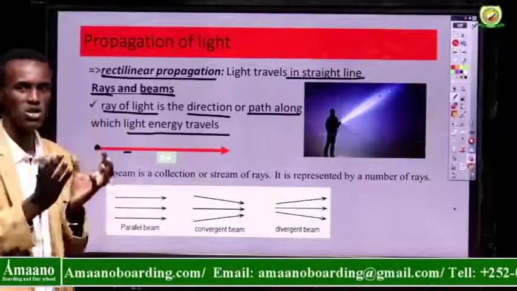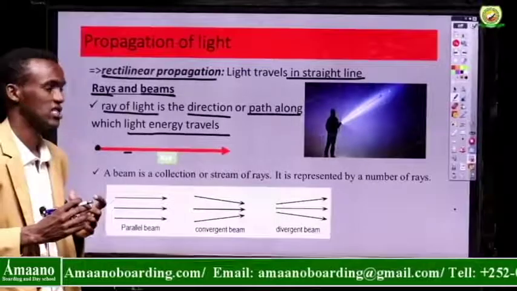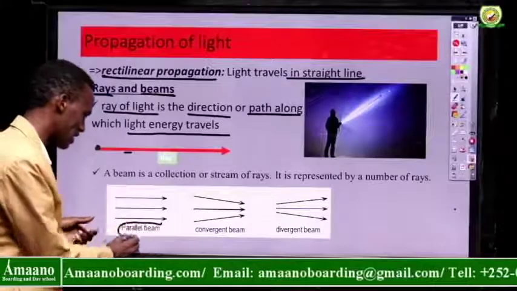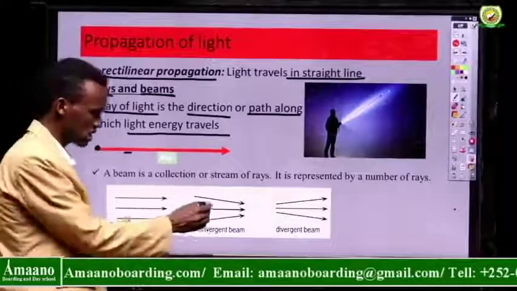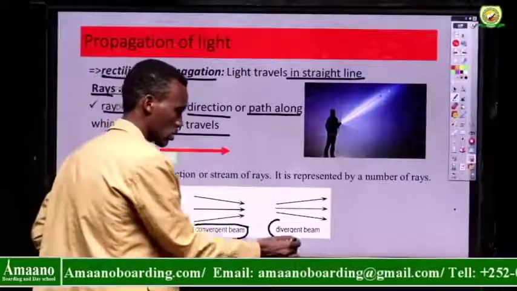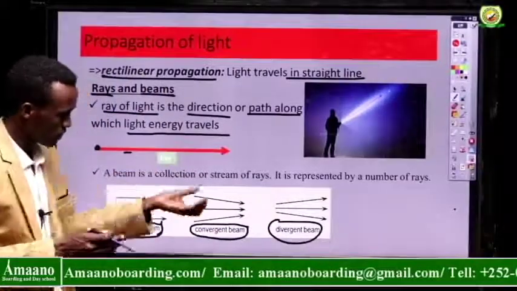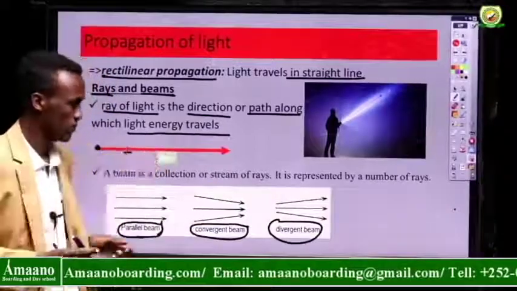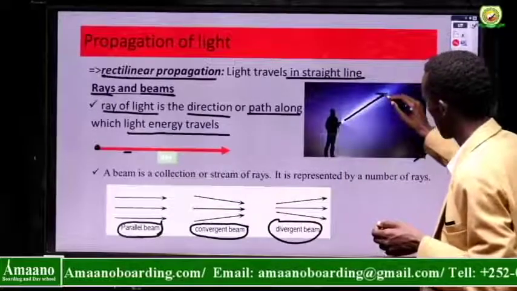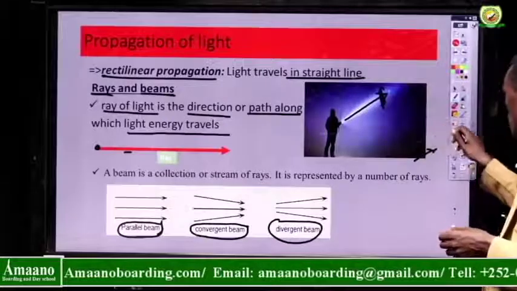What is a beam? A beam is a collection of rays, or many rays. A beam is a stream of rays, represented by a number of rays. For example, these are parallel rays. And this is a converging beam. And this is a diverging beam. So they are parallel, they converge at one point, or they diverge from one point. For example, this light propagates in this direction and is represented by an arrow. This arrow represents the direction of light.